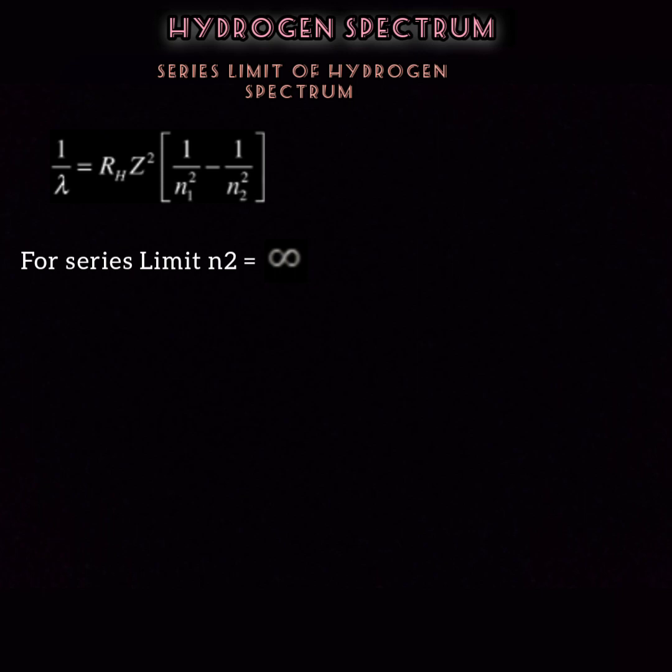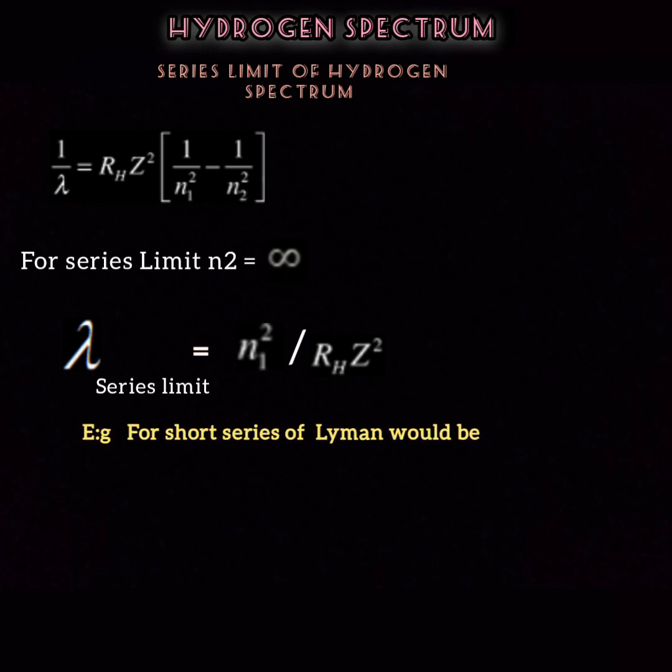For series limit n2 equal to infinity, the formula becomes lambda series limit equal to n1 square divided by R Z square. Find the value of series limit of Lyman. For series limit of Lyman, 1 by lambda L equal to R into 1 by 1 square minus 1 by infinity square.